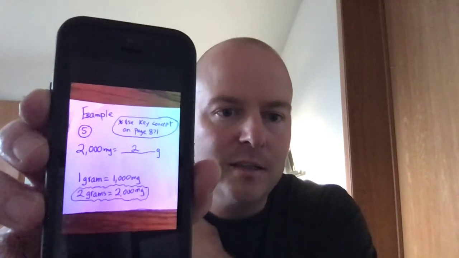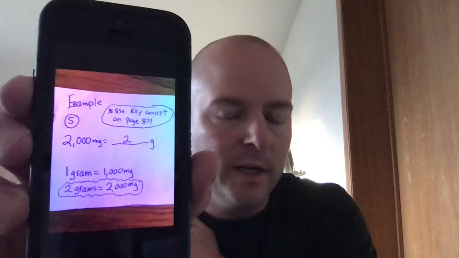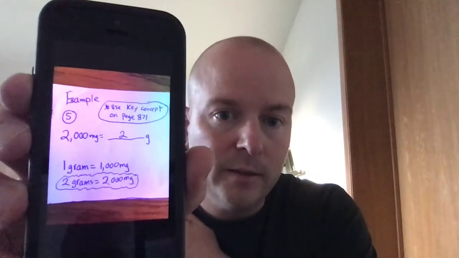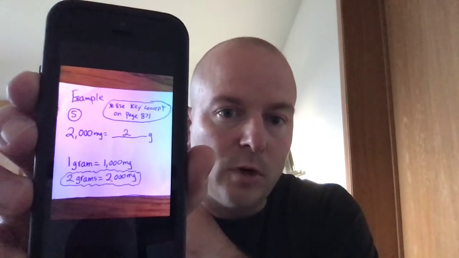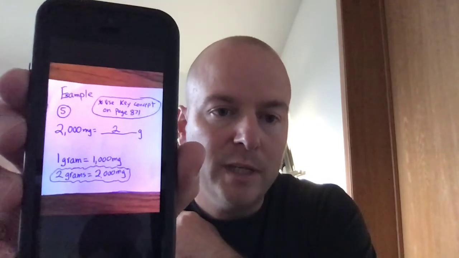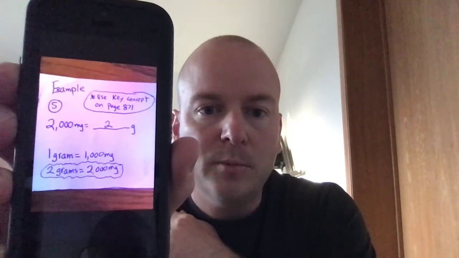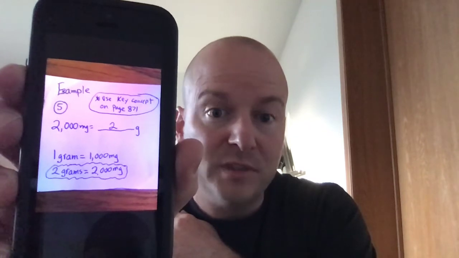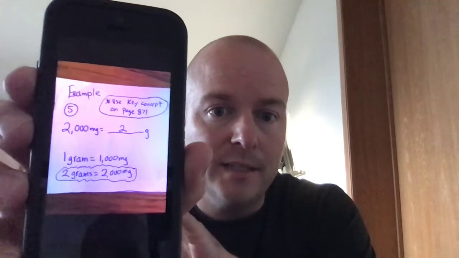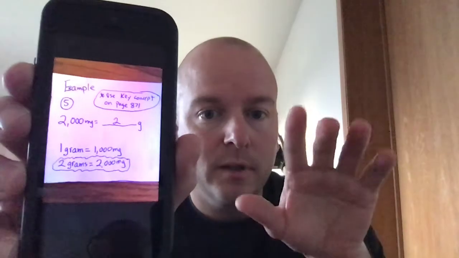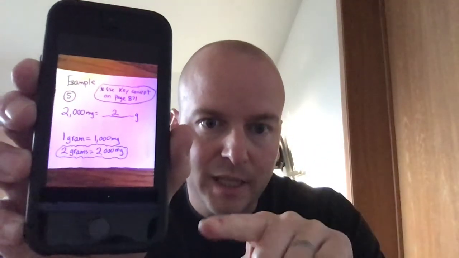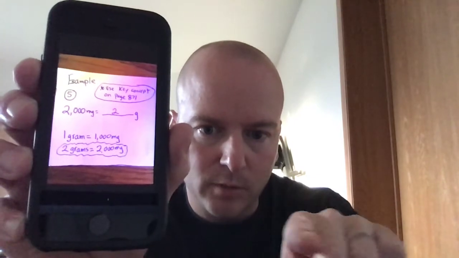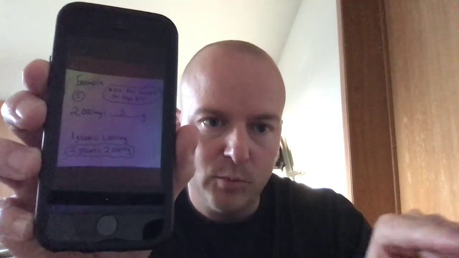Use the key concept on page 871. It'll show you everything you need. The great thing is you still have to do the work. It's not showing you answers, but it's showing you how to get the answers. And again, we're going to be in multiples of 10, and one of them is going to be a really big 10. If you did your math work last week, you just get to move that decimal however many zeros there are. You move it to the left for multiplication.